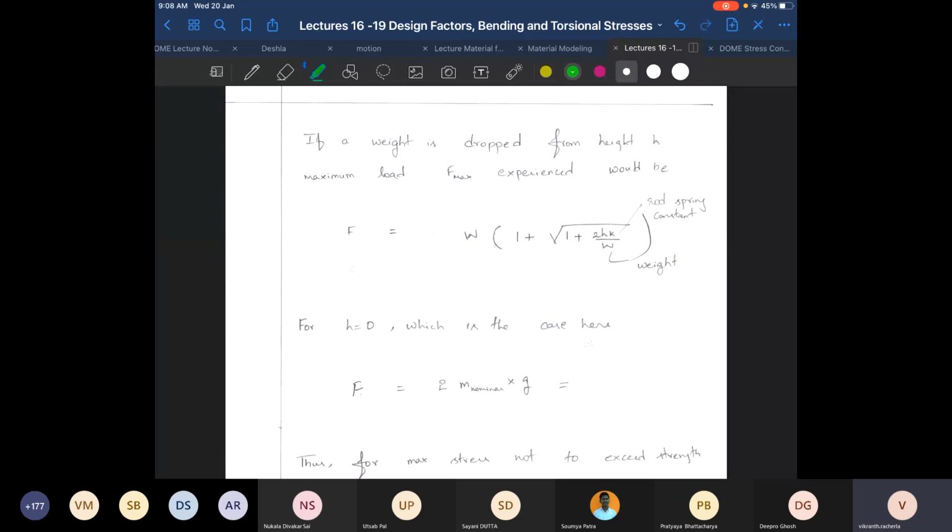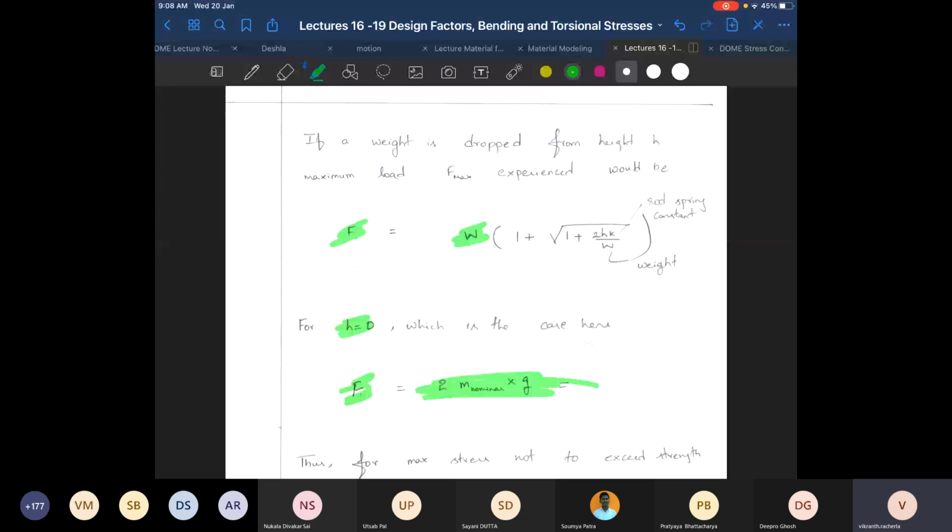And the force which will be applied on the column, force F, will be equal to weight W into 1 plus square root of 1 plus 2hk by W, where k is the column spring constant. So what it means is, even if you drop the weight a few hundred microns from the column, even if h tends to 0, F will be equal to 2 times m nominal times g.